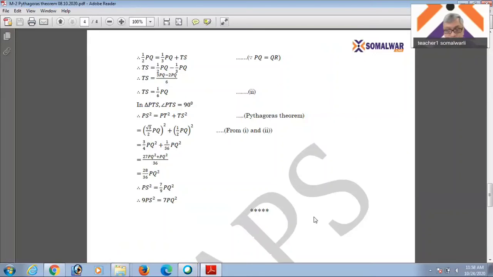So in this way, beta, you have to solve the paper very calmly and quietly. You can get the marks definitely full.